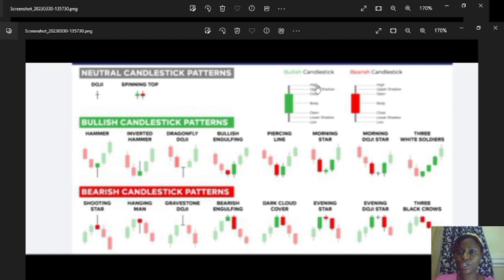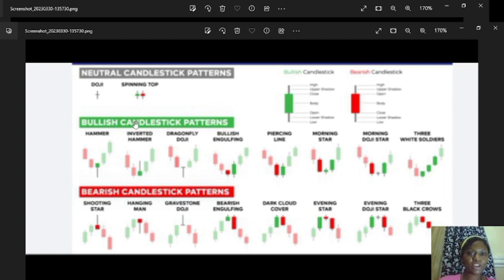Here we have the bullish candlestick and the bearish candlestick. The bullish candlestick opens low and closes above. Here is the high and this is the low. In the bearish candlestick, here is the high and this is the low. But in the bearish, it opens up and closes down. We have the 2 wicks, the wicks in any candle, and the body of the candle here.